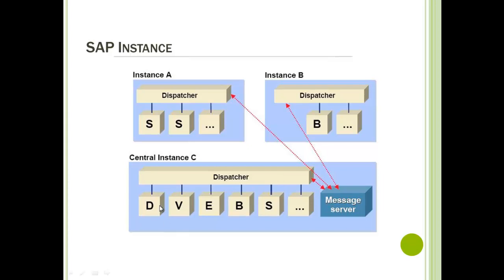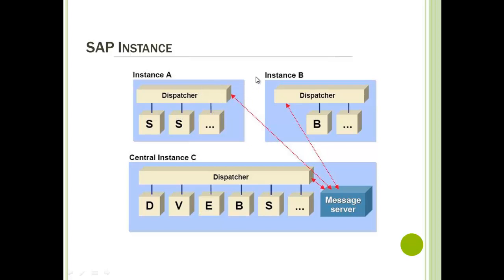Then some work process needs to be assigned. The work processes are: D means dialog work process, then the update work process, the enqueue work process, lock management, the background work process, or the spool work process. We have another slide which explains this in more detail. The message server takes this information and gives it to the dispatcher. The dispatcher finds which work processes are free, then allocates the request to the relevant work process.